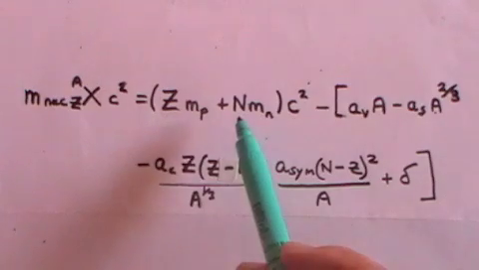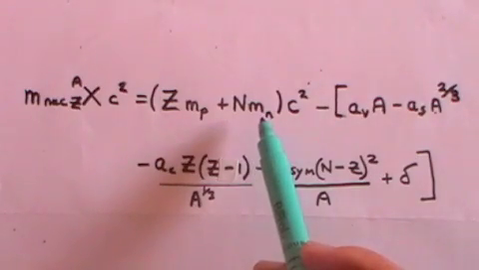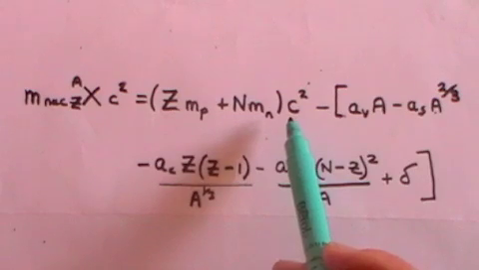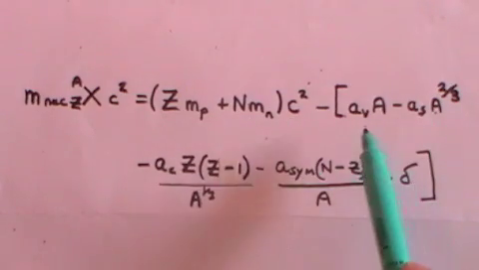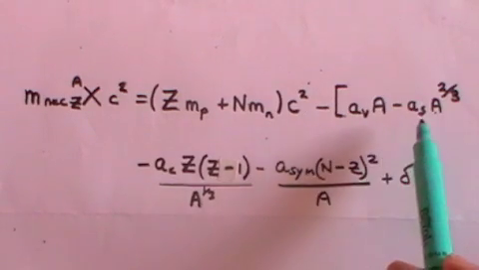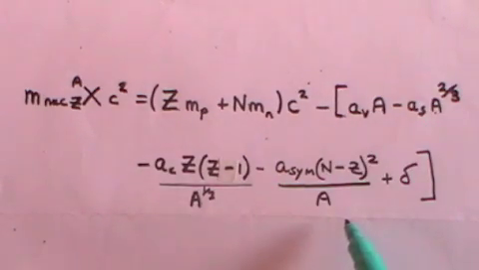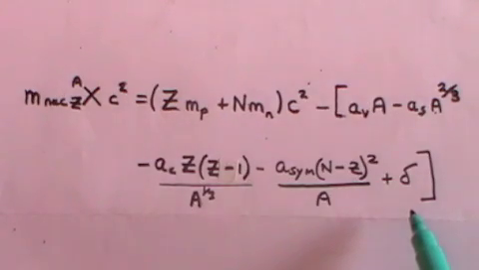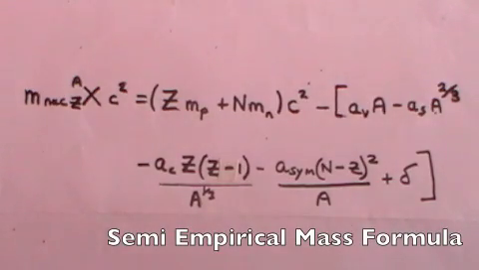The total number of neutrons multiplied by the mass of each neutron gives you the total neutron energy, minus the binding energy, which is the volume term, the surface term, the Coulomb term, the symmetric term, and the pairing term. And that is known as the semi-empirical mass formula.